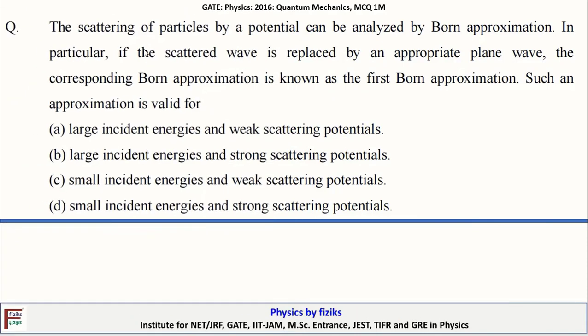The scattering of a particle by a potential can be analyzed by Born approximation. In particular, if the scattered wave is replaced by an appropriate plane wave, the corresponding Born approximation is known as the first Born approximation. Such approximation is valid for solution. We have to determine the condition under which Born approximation is valid.